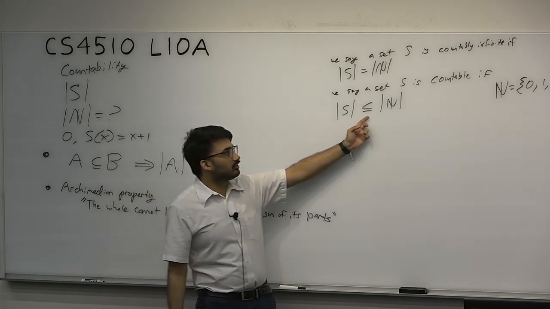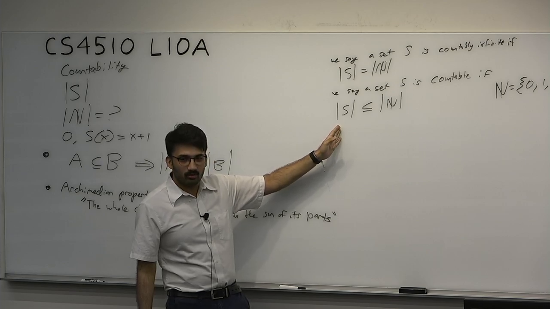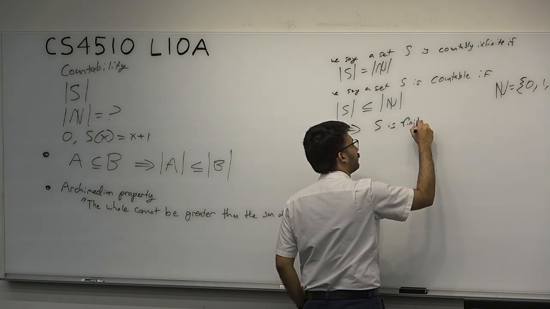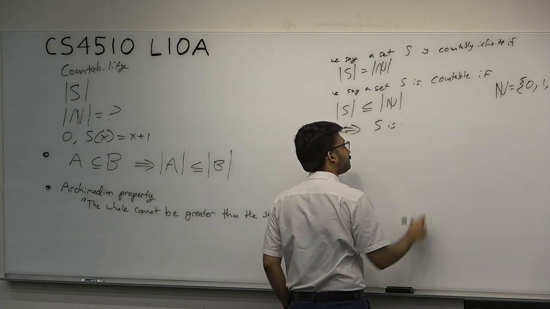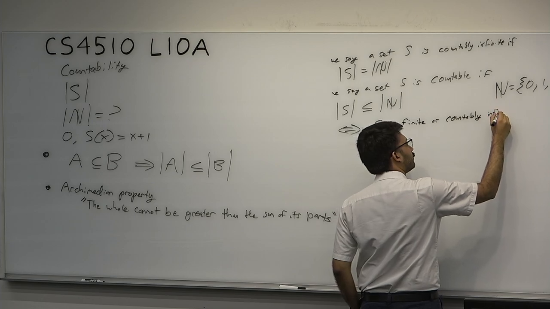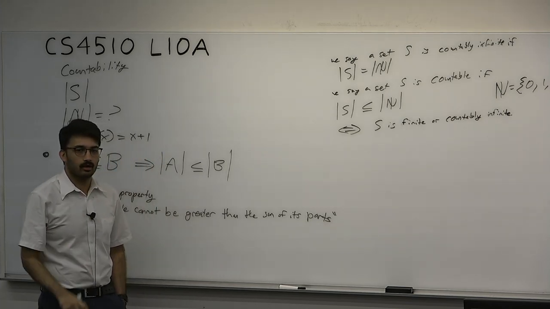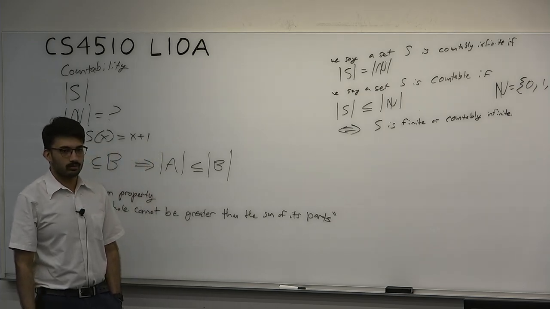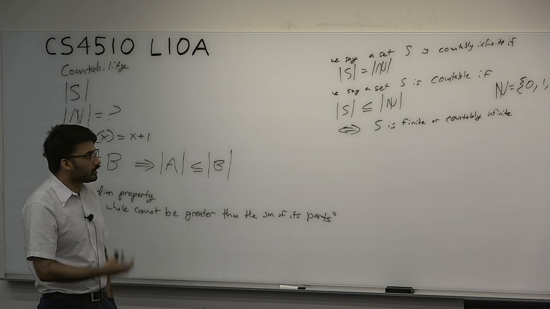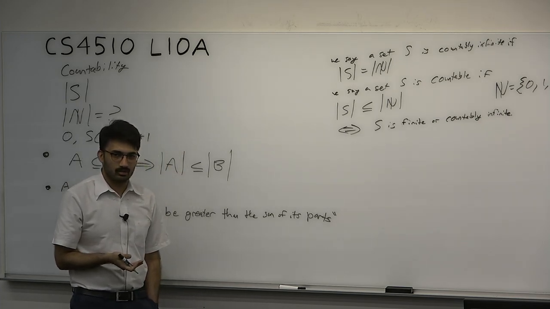So a set is countable if it has cardinality less than or equal to the naturals. Why? Well, a set is countable if and only if S is finite or countably infinite. So sometimes I'll say a set is countable when I really mean countably infinite, because I don't really care, especially in this class, about the finite case. Certainly, all finite sets are countable. There are 3 elements in the set: 1, 2, 3. You're done. You finish counting. Countable. We're really concerned with the theory of the infinite, so we're going to focus on that. But when I say countable, it could mean finite. But I will care mostly about the infinite case.